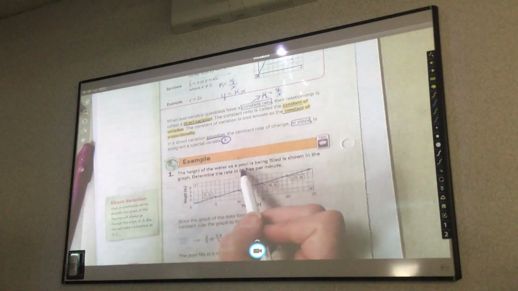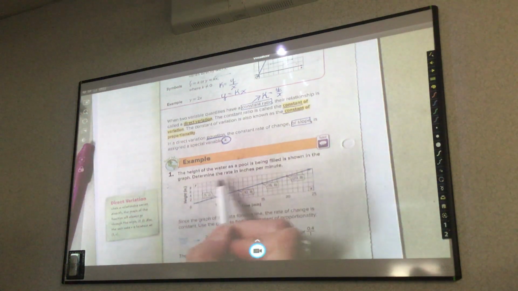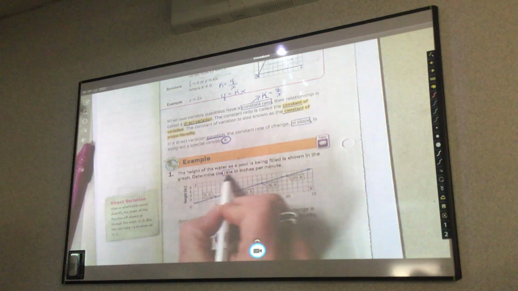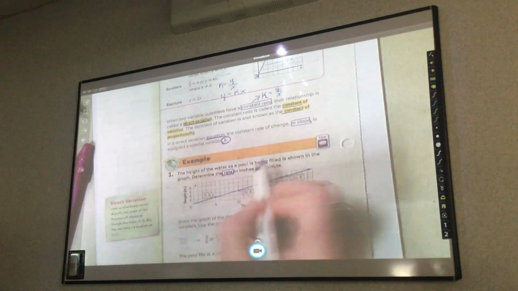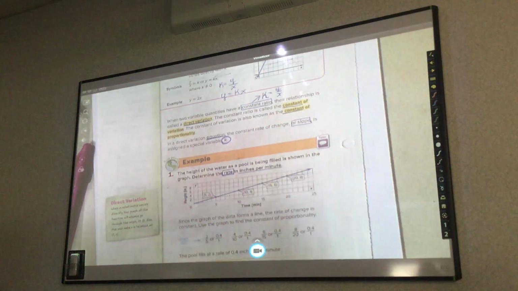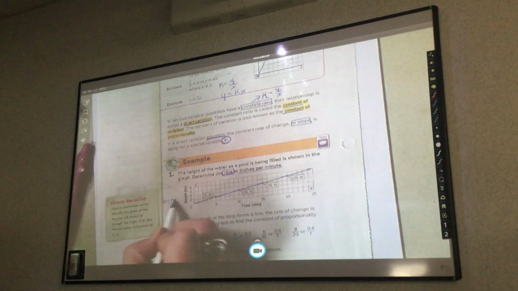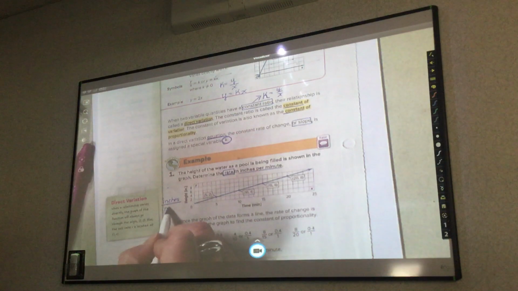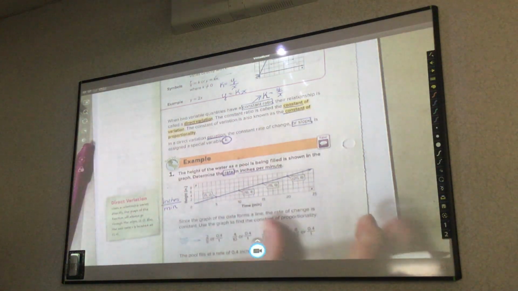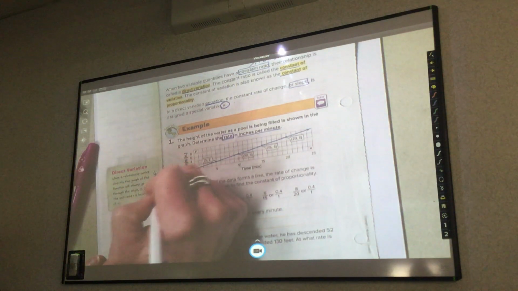The height of the water as a pool is being filled is shown in the graph. Determine the rate in inches per minute. I want to start with the label. I want inches per minute. So isn't that my y over x?